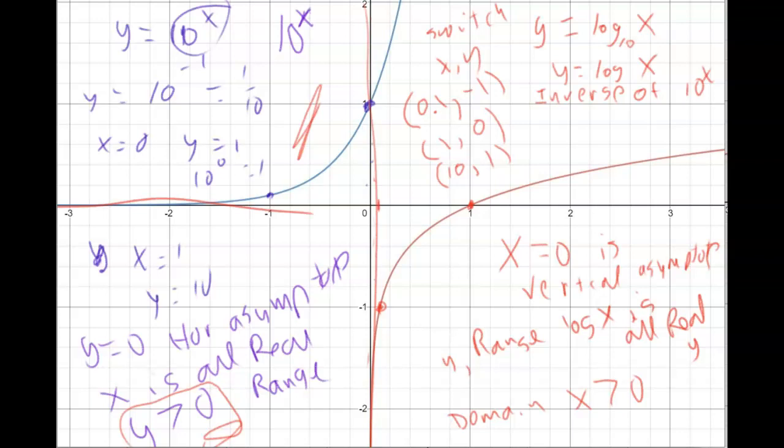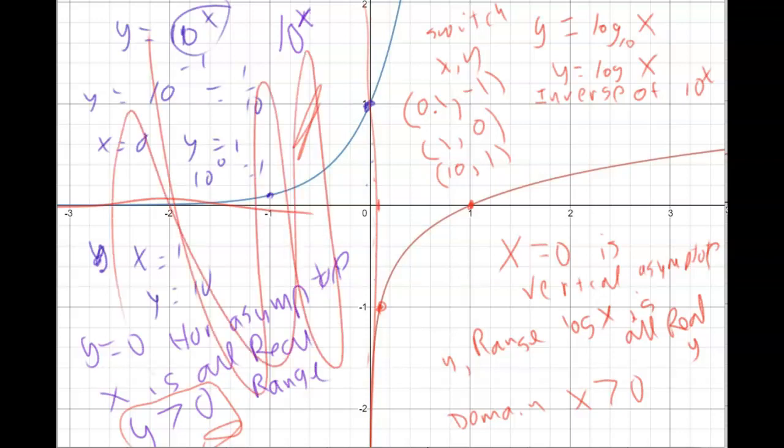You are never going to get a graph of a log function over here if it's just a simple unshifted log. You cannot take the log of 0 or a negative number.